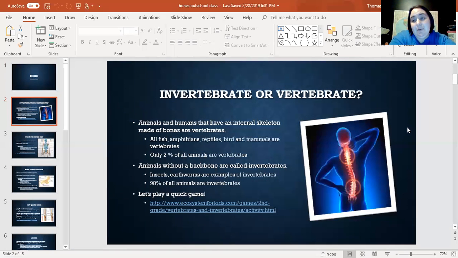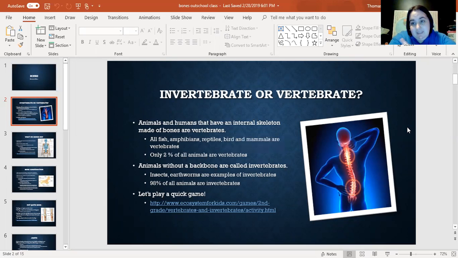That's why when you sometimes step on a beetle, you might hear a crunch sound, and that is the exoskeleton breaking. Earthworms don't have that, and they're also an example of an invertebrate, which is why you see them wiggling and not able to control their movements with bones. 98% of all animals are invertebrates, so they do not have a backbone or a skeleton.